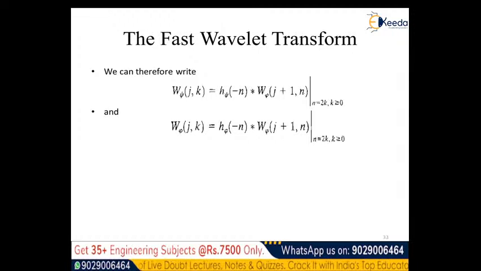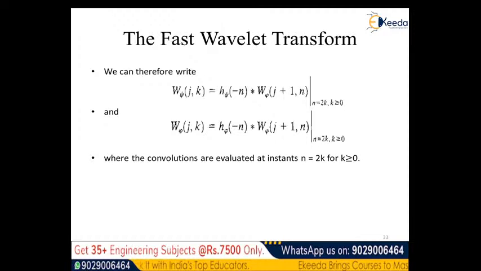Now, the convolutions we have to evaluate at the instances n is equal to twice k, for k greater than or equal to 0, as already represented on the right extreme here. Now, evaluating both of these convolution operations at the non-negative and the even indices is equivalent to filtering and downsampling by the factor 2, as represented in the earlier schematic here.